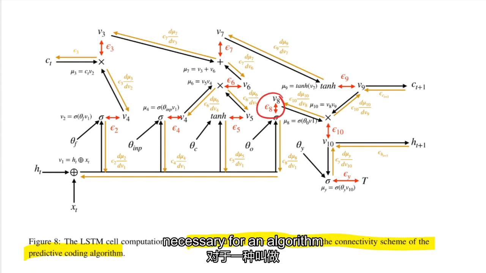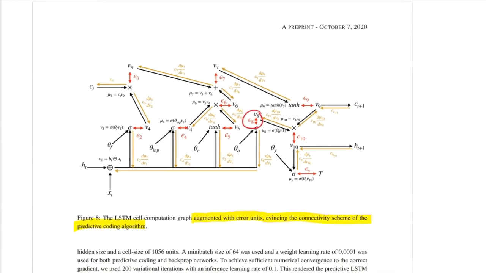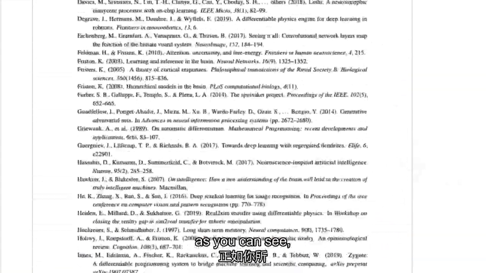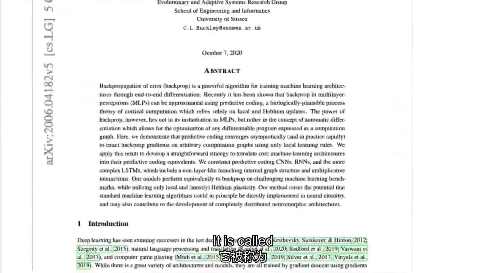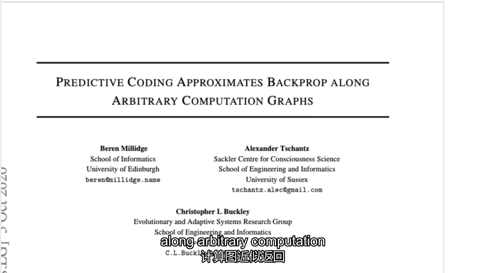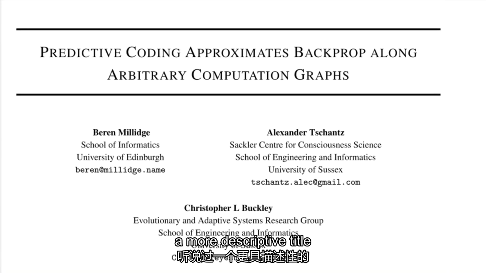units. And these are necessary for an algorithm called predictive coding, which is a biologically plausible alternative to backprop. And that's what we're going to look at today. Specifically, this paper, as you can see, it is quite a thorough paper. It is called Predictive Coding Approximates Backprop along Arbitrary Computation Graphs. And have you ever heard a more descriptive title of what's in a paper?